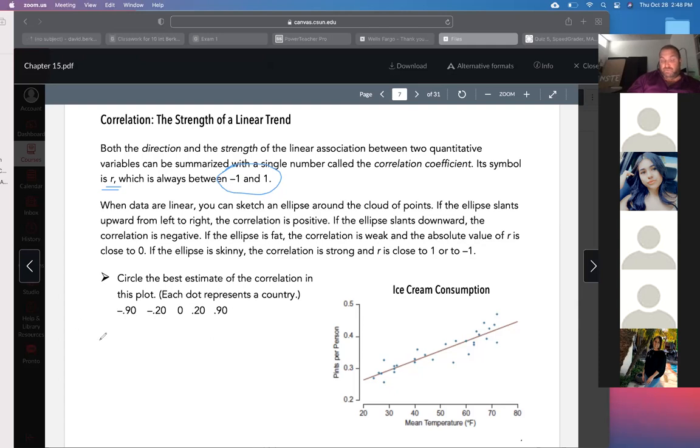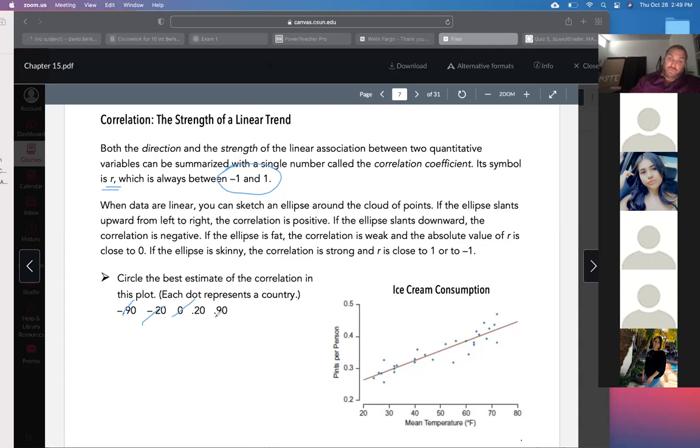Which of these numbers do you think best represents the value of R? So first, which ones can I throw out as being impossible? 0. We're going to throw out 0 because 0 indicates a blob of points with no linearity whatsoever, and I certainly see a linear trend here. What else could I throw out? The negatives, because the negatives indicate a downward trend, and here we certainly have an upward trend. So we're left with 0.2 or 0.9. 0.2 being fairly close to 0 and 0.9 being fairly close to 1.